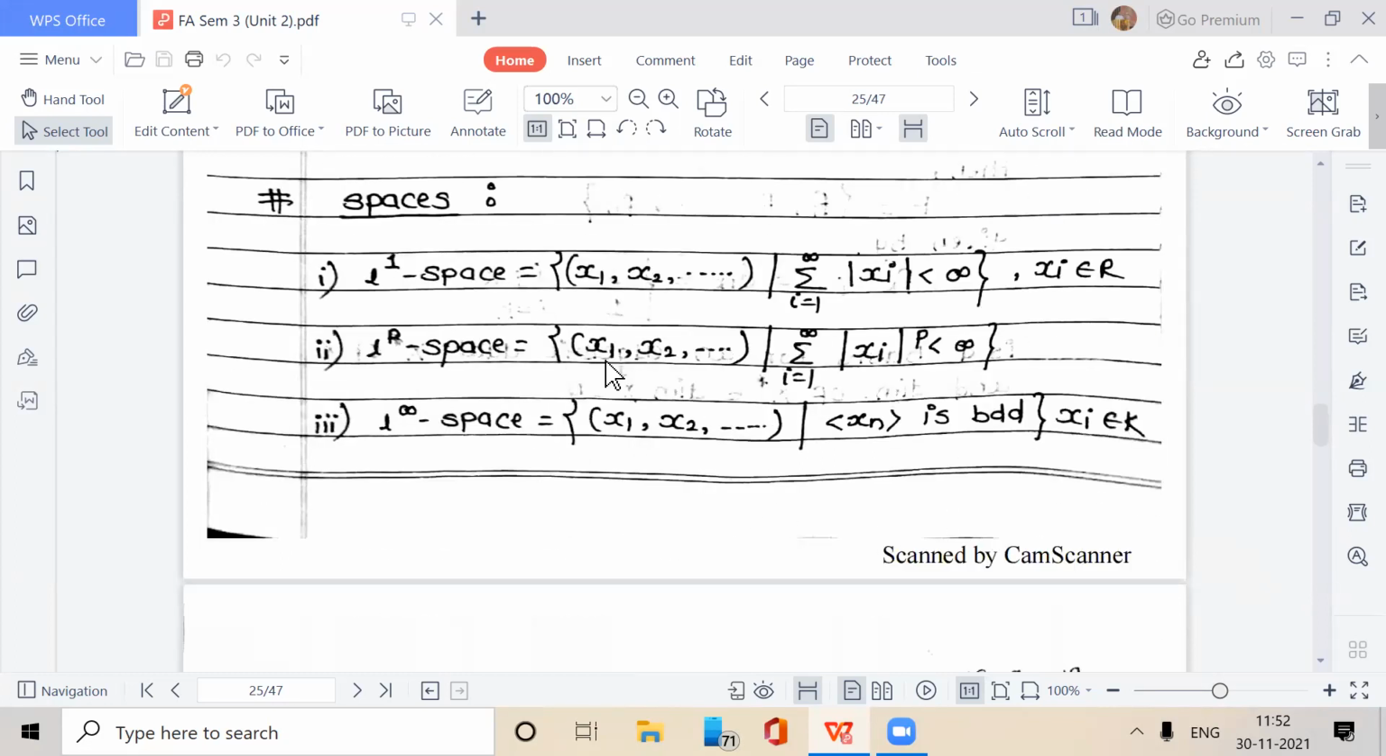Now we see the LP space. LP space is the set of all sequences x1, x2, and so on, such that the summation from i equal to 1 to infinity of mod of xi to the power p is less than infinity, where p is greater than or equal to 1. We have a basis also for LP. An example of a Schauder basis for LP is E1, E2, E3, etc., where E1 is (1, 0, 0, ...), such that only the first element is 1 and other elements are 0. E2 has the second element 1 and all other elements 0. This is the basis for LP.